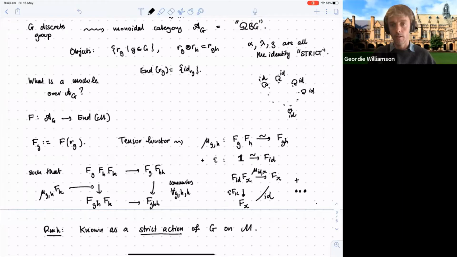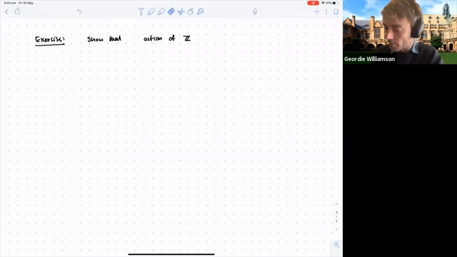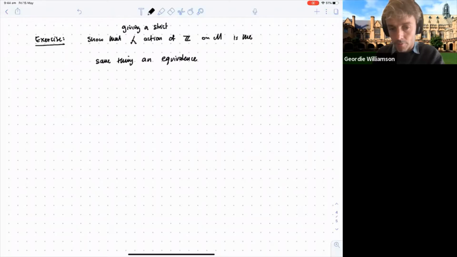Okay, so let's see. So maybe an example, just an exercise: show that a strict action of Z on M is the same thing as giving an equivalence.